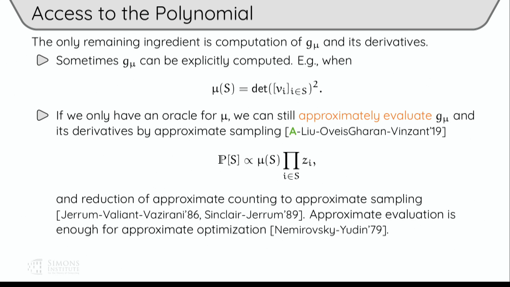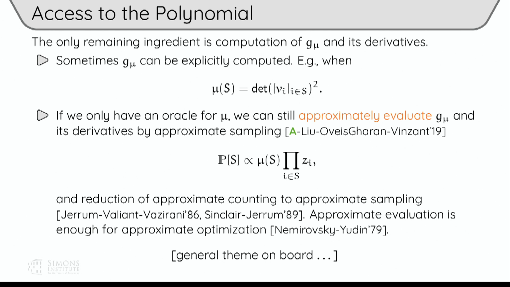This is because you can basically sample a set S with probability proportional to the term corresponding to S in the polynomial. This is our recent result with Liu, Oveis Gharan, and Cynthia. And then you can use all sorts of classic reductions from approximate counting to sampling to compute the partition function of the sampling, which is the polynomial. And then you might ask, okay, this gives us an approximate solution, but is approximate evaluation of a function enough for optimization? At least in this case, it is. So this is all very easy and simple.